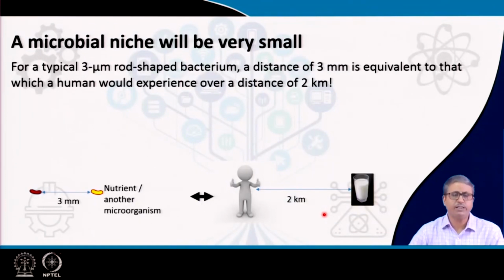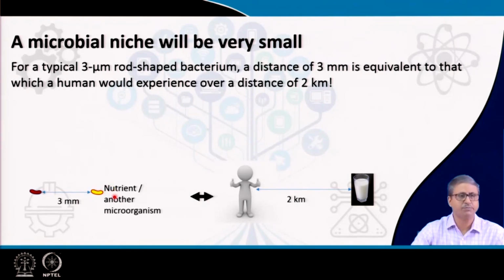Now, a microbial niche is truly very small. As an analogy, we can take this example: for a typical 3 micrometer rod shaped bacterium like this, consider a distance of 3 millimeters between this particular bacterium and another bacterium or some nutrient molecule which is available 3 millimeters away. It may be oxygen, it may be nitrate, it may be ammonia, it may be glucose or whatever nutrient, or maybe a cell that is producing something or consuming something. Ultimately this bacterium is going to be affected by this other bacterium or the nutrients which are present over there.